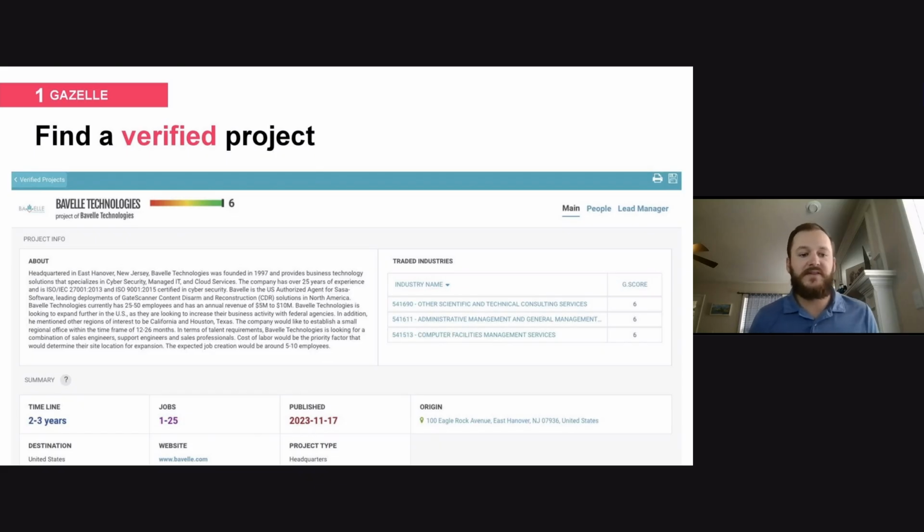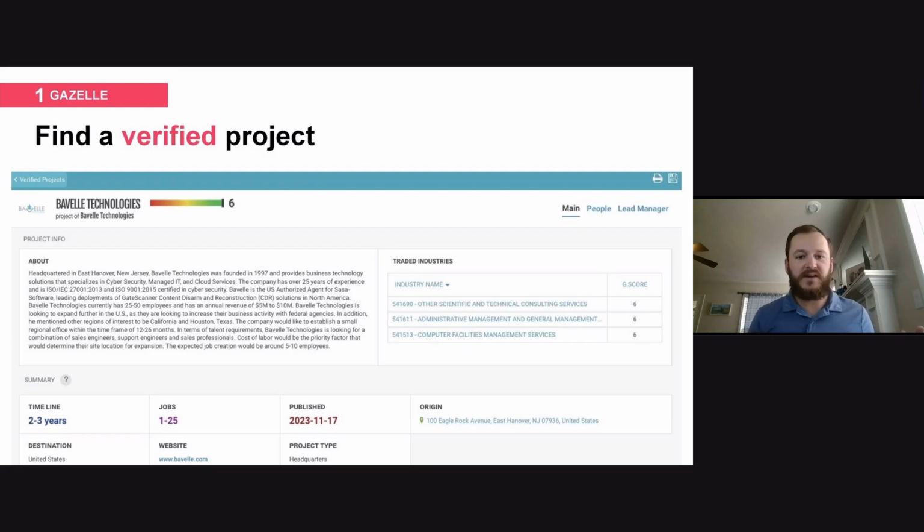So here's an example of a verified project. So you can see it's that 6 G score. That's how we know that it's one of our verified projects. But this is giving us a little bit more information on this company and their project. So this about section, this is actually them telling us a little bit about their company, but also this specific project. How much are they investing? How many jobs is it going to create? So we can see here, this one is probably going to create somewhere between 1 to 25 jobs. They're on a 2 to 3 year timeline, and they're looking at moving their headquarters. So sometimes we'll see this be a production facility. Sometimes we'll see this be office space, but in this case, they're looking for a new headquarters for their business.